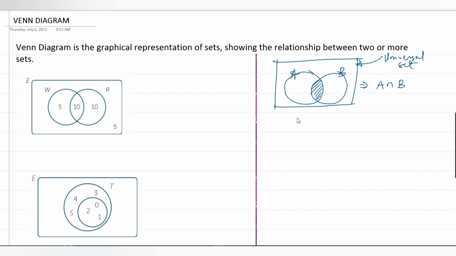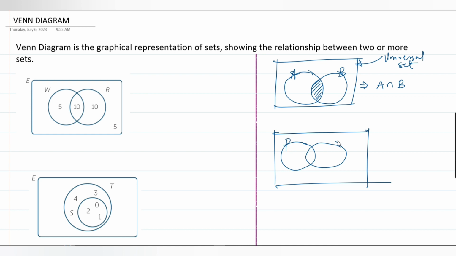Now let's look at something. If we have a universal set like so, and we have set P and set Q, here we can see that everything is shaded. That means everything that is contained in both P and Q, so that would be P union Q.